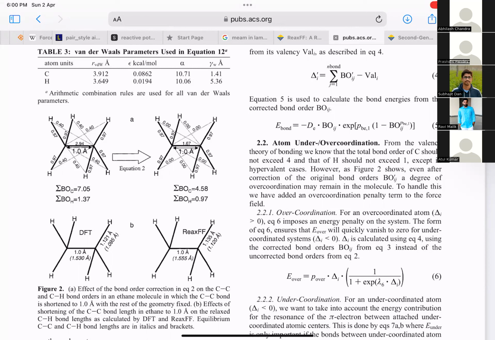Okay. Means if it is written that its valency, we have some predefined valency. Yeah, predefined valency, like for the carbon atom it is 4. Okay, then they count how it deviates from its predefined valency.